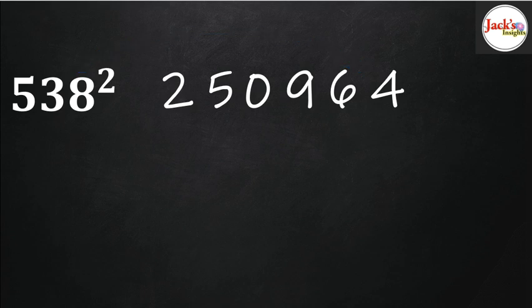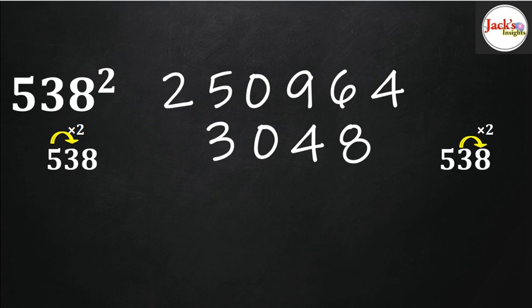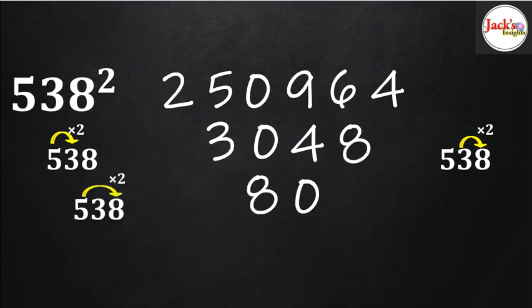Then the next process, multiply 5 and 3 times 2. Okay, so don't forget the process. So that is 5 times 3, 15 times 2 is 30. And then multiply 3 and 8 times 2. 3 times 8 times 2, that's 48. And then multiply 5 and 8, so 5 times 8 times 2. So 5 times 8 is 40 times 2, that is 80.